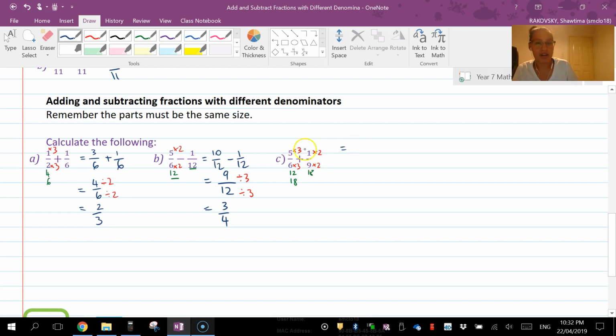Okay, so rewriting that, 3 times 5 is 15 over 18 plus, it's going to give me 18 because that's my lowest common multiple, and double that is 2. 15 plus 2 is 17 over 18. I cannot simplify because 17 is a prime number. 18 is not a multiple of 17. Okay, so that is the answer there.